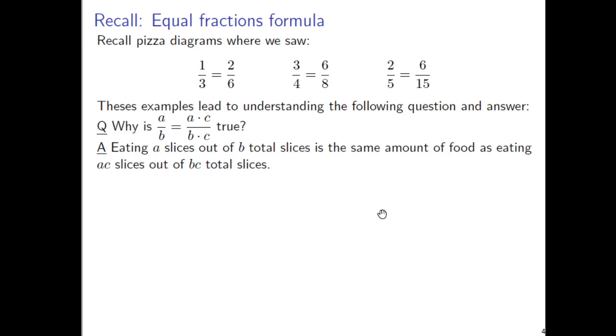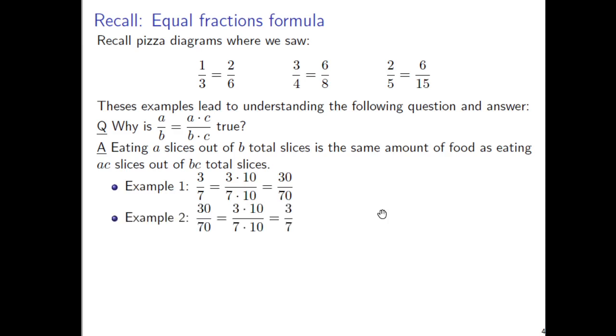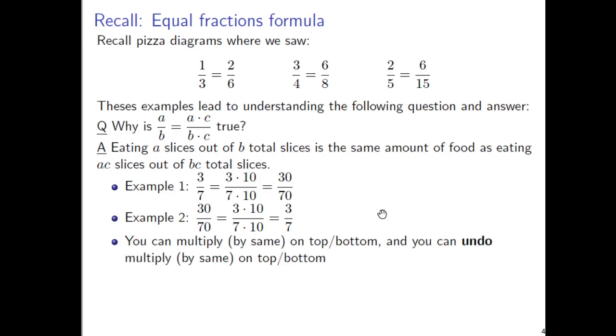So without going through all of the details of exactly how again, the summary is this statement. We saw several examples, but it led to a short, concise answer that looks like this. Eating A slices out of B total slices is the same amount of food as eating AC slices out of a total of BC slices. As an example, taking 3/7 and multiplying by 10 on top and bottom leads to 30/70ths. And if you do this in reverse, you can look at 30 over 70 and say, hey, there's a times 10 on top and a times 10 on bottom, and you can cancel both of those and get 3/7.